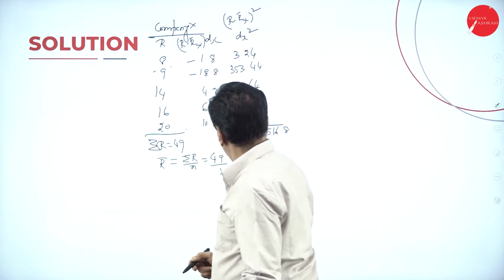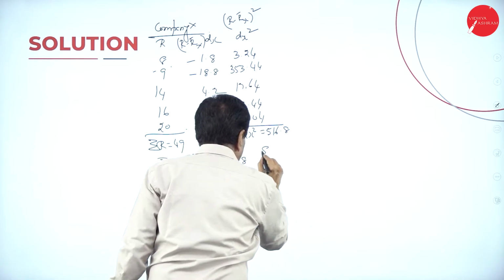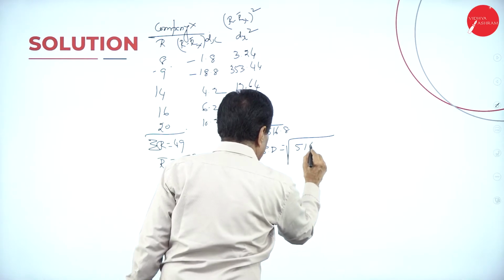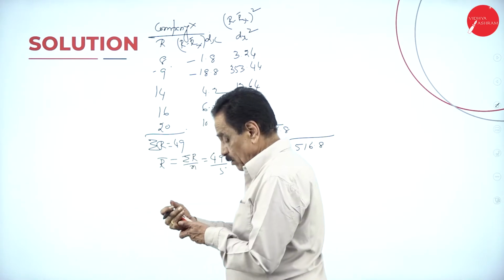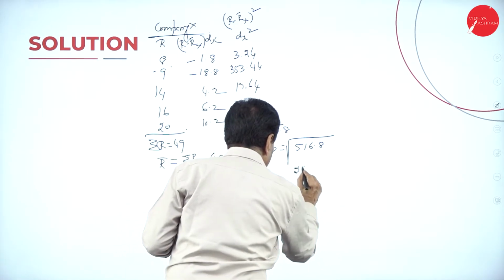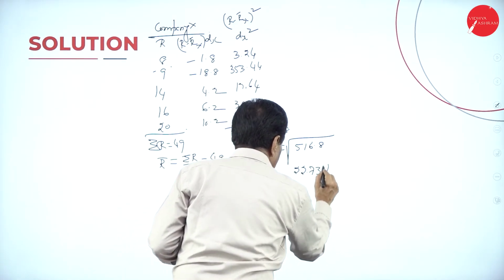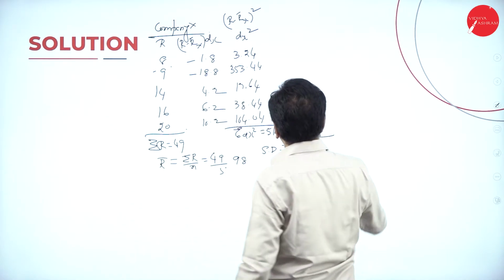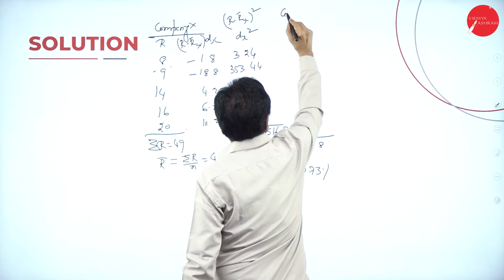516.8. So standard deviation is equal to root of 516.8. Root of this is 22.73%. So this goes in favor of X. Then company Y.